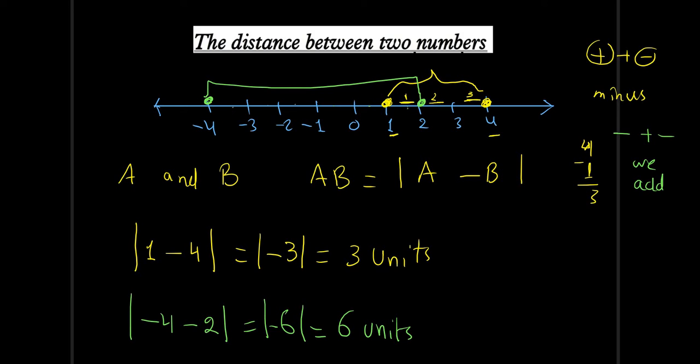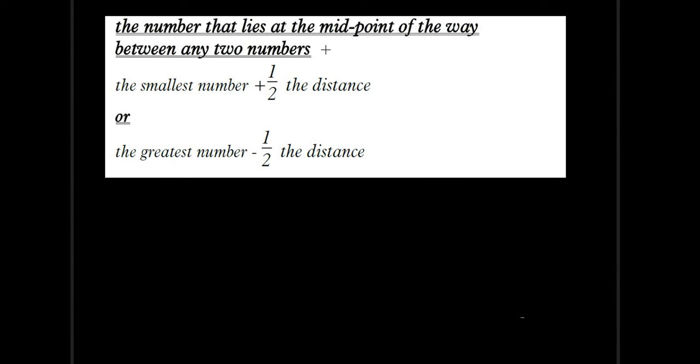Now we will learn how to find the number halfway, third way, between two numbers. To find the number that lies at the midpoint or halfway between two rational numbers, from the smallest, we add the smallest number plus half the distance. Or if we want to find it from the greatest, we take the greatest number minus half the distance. For example, if we want to find the number halfway between 2 and 8, a number in the middle between them, first we decide which is greatest and smallest. 2 is smaller than 8.